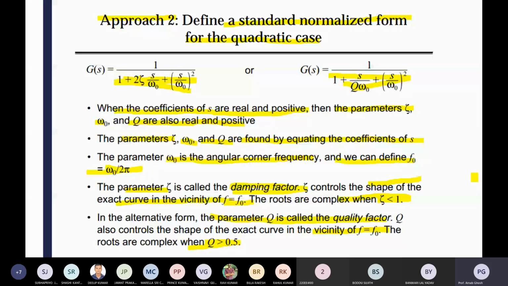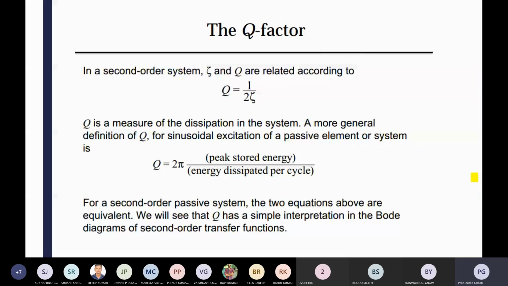In any study, it is more or less the same. So what is the value of Q? For a second order system, zeta and Q are related accordingly. So what is the Q factor? The definition of Q, or quality factor, is 2 pi times peak energy stored divided by peak energy dissipated per cycle. So Q is the measure of the dissipation of the system, and it is the more general definition of Q for sinusoidal excitations of the passive elements of the system.